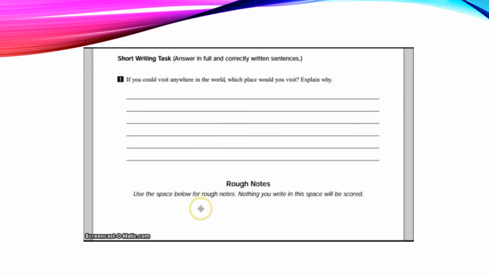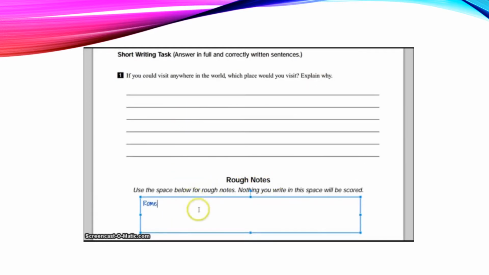So for here, I'm going to go with something I think might be an easy way to answer it. I'm going to go with Rome. There we go. I'm going to go visit Rome, and now I've got to explain why. And I'm using my little rough notes area down here to jot some ideas before I get started so I don't get lost. So let's say I'm going to choose Rome because I like history. There we go, exclamation mark. I like history. What else would be in Rome? Rome is in Italy, and Italian food. So let's say I like Italian food.